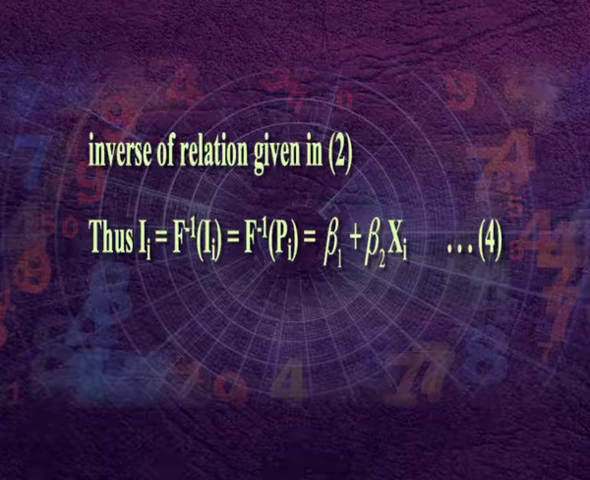To obtain information on Ii, the utility index, as well as on beta 1 and beta 2, we take the inverse of the relation given in equation number 2. Thus, Ii equal to F inverse of Ii, which is equal to F inverse of Pi, which is equal to beta 1 plus beta 2 xi. We denote it as equation number 4. Here, F inverse is the inverse of the normal CDF. We can deal with this problem by using tables of the normal distribution CDF. Once we obtain Ii, then for given xi, we can run the regression equation number 4 using the OLS method to estimate the beta coefficients.